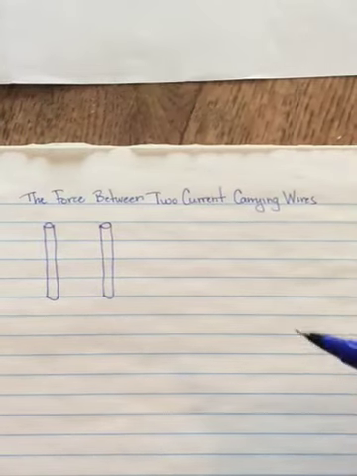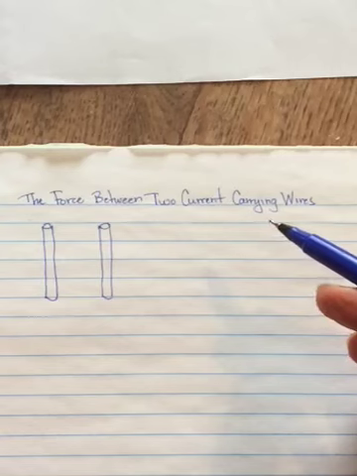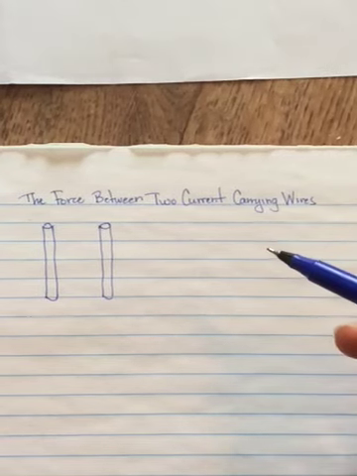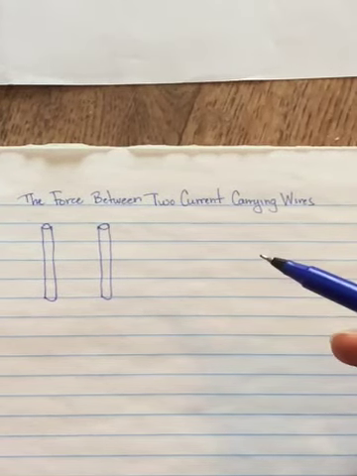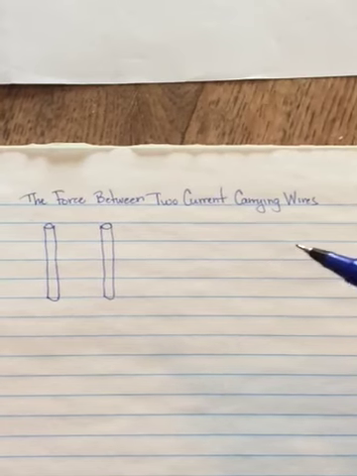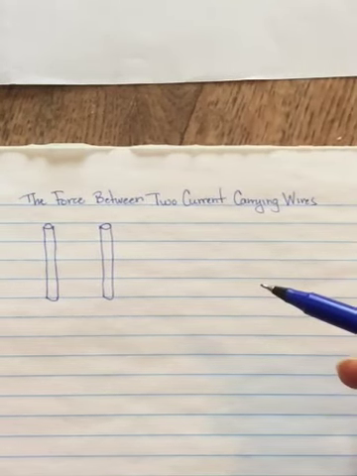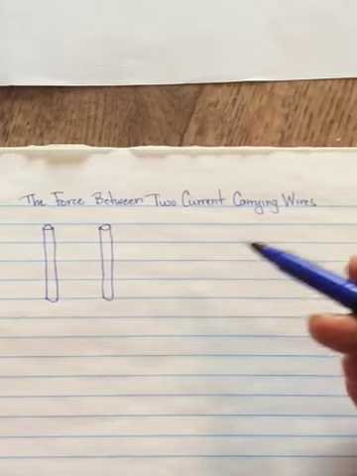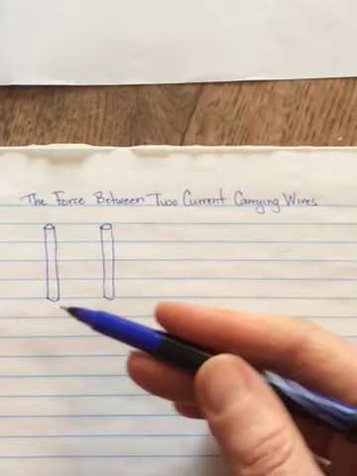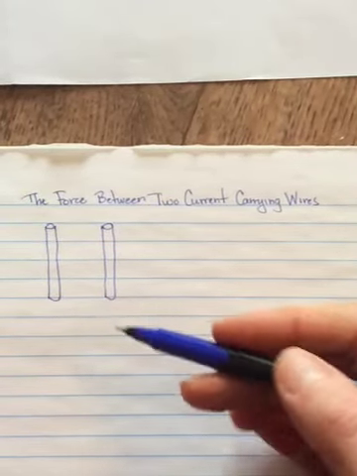Okay, so the one new thing we need to do is the force between two current carrying wires. We've already done the force on a current carrying wire in a magnetic field. We've done the force on a charged particle in a magnetic field. And the one we haven't done is a force between two current carrying wires. So here are my two current carrying wires.